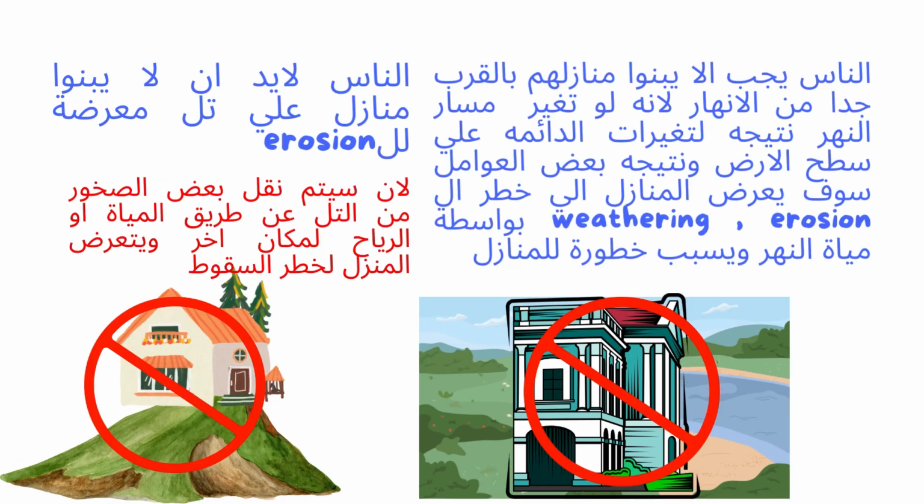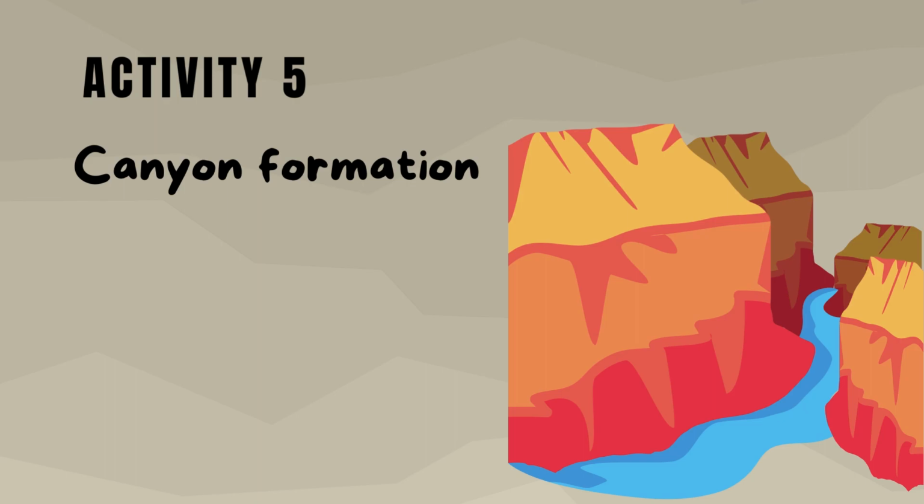So here, knowing the features of weathering and erosion and deposition is useful, as it will help us to build houses in safe places, okay? Places that haven't weathering or erosion, yes? Okay, now we finish this activity and we will start activity 5, canyon formation.